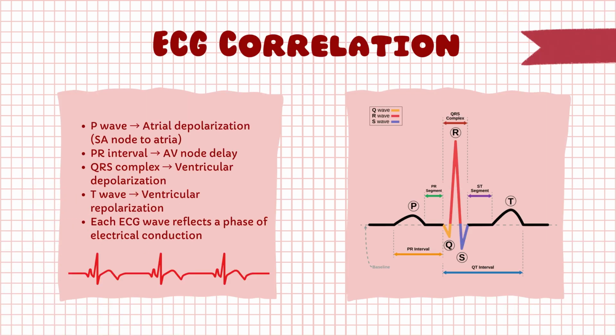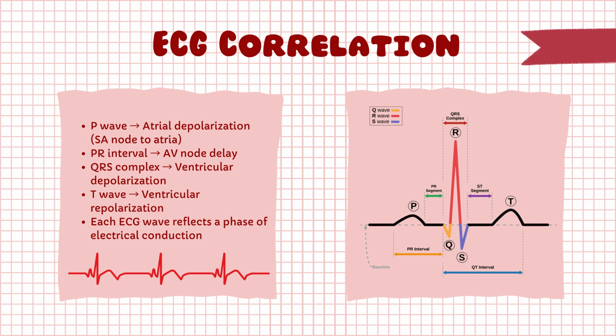Each part of the conduction pathway corresponds to a specific part of the electrocardiogram, or ECG. The P wave represents atrial depolarization, initiated by the SA node. The PR interval reflects the delay at the AV node. The QRS complex represents ventricular depolarization.